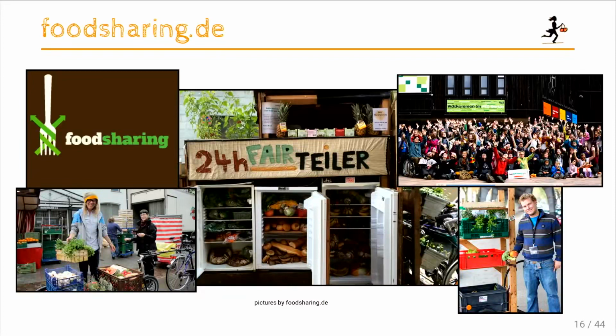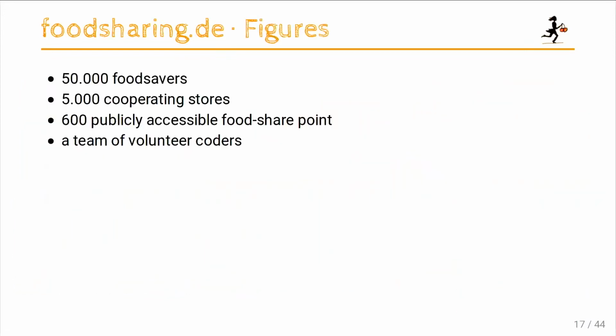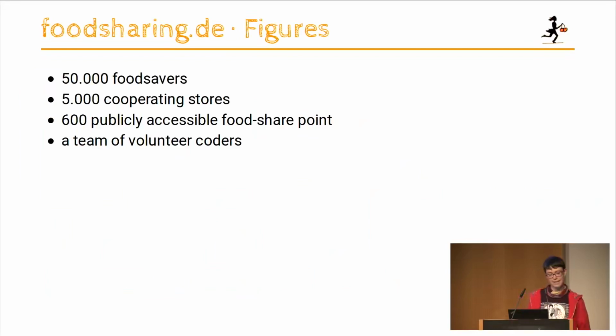Soon there were more stores and more volunteers were needed, and more and more people joined in, and there was so much food saved that the volunteers couldn't eat it all themselves. So distribution points like this beautiful food share point in Regensburg were established. It all got quite complex pretty fast, and one of the food savers, who happened to be a developer, created an online platform to help with the organizational bits. As I said, that all started 7 years ago with an idea, and today we have 50,000 food savers, 5,000 cooperating stores, 600 publicly accessible food share points, and a team of volunteer coders who keep foodsharing.de up and running.